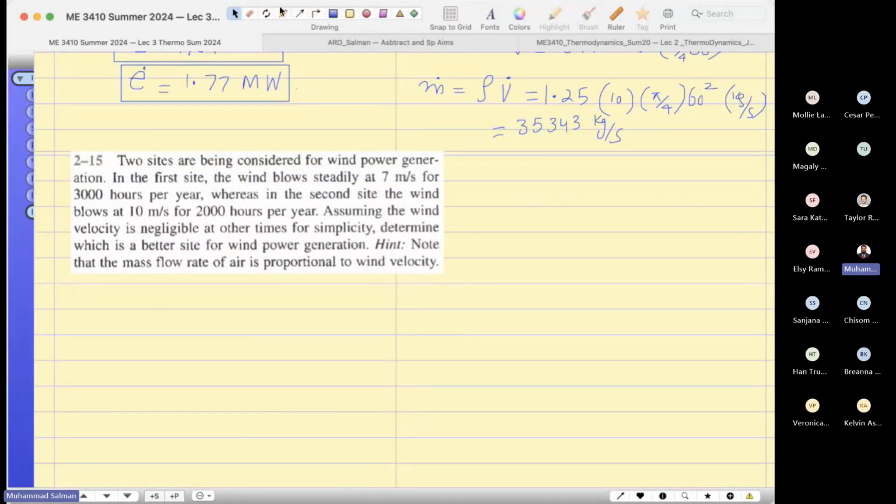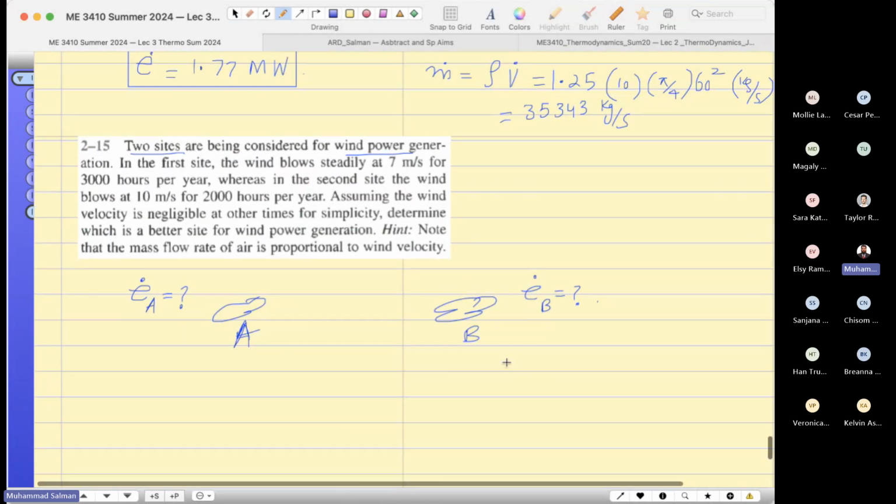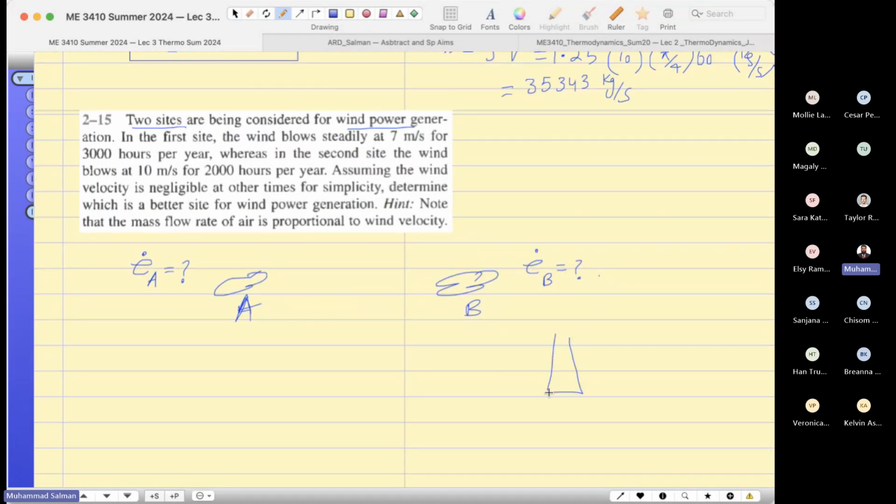In this question, two sites are asked, for example city A and another city B. City A has the wind power generation potential. You have to find out E dot of location A and E dot of location B, and compare which one has more potential to install the big turbines. Where would you install the big turbines to generate the power? It depends upon the speed of the wind and the location.